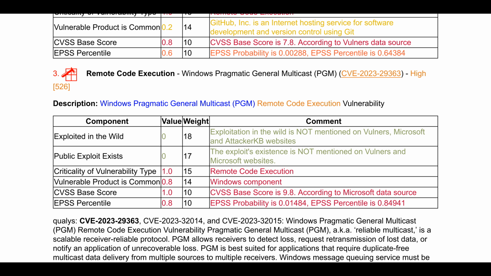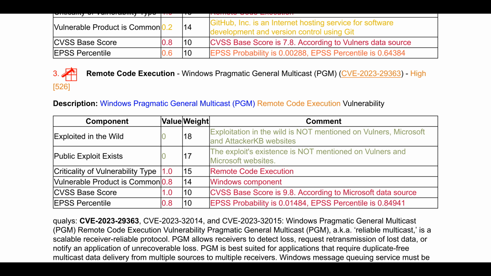Now let's look at some of the other vulnerabilities for which there were no exploits or signs of exploitation in the wild. Remote code execution in Windows Pragmatic General Multicast PGM, CVE-2023-29363, CVE-2023-32014, CVE-2023-32015. Pragmatic General Multicast PGM, aka Reliable Multicast, is a scalable receiver reliable protocol.